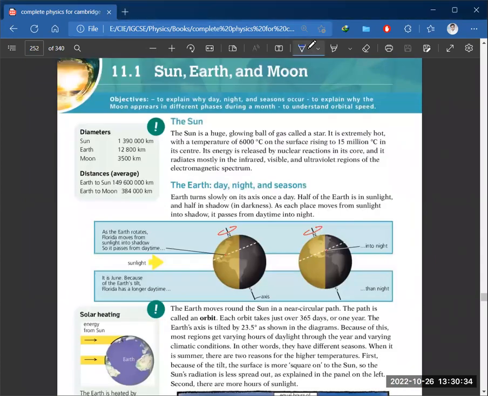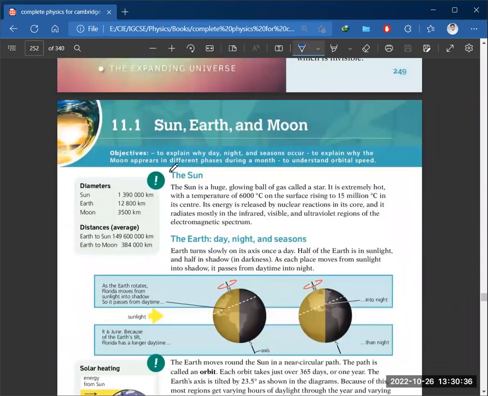Now start from here, quick. Amina, start reading, quick, hurry up. The sun. The sun is a huge glowing ball of gas called a star. It is extremely hot with a temperature of 6,000 degrees Celsius on the surface, rising to 15 billion degrees Celsius in its center. Its energy is released by nuclear reaction in its core and it radiates mostly in the infrared, visible, and ultraviolet regions of the electromagnetic spectrum.